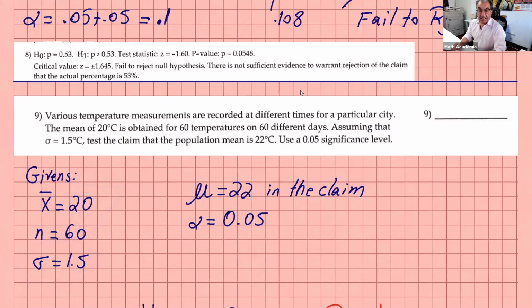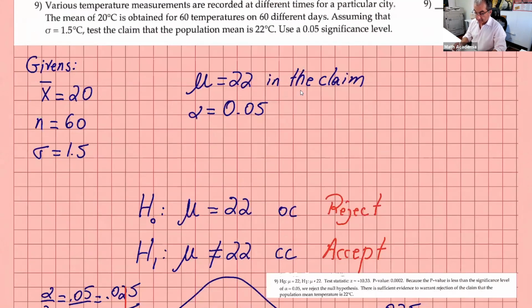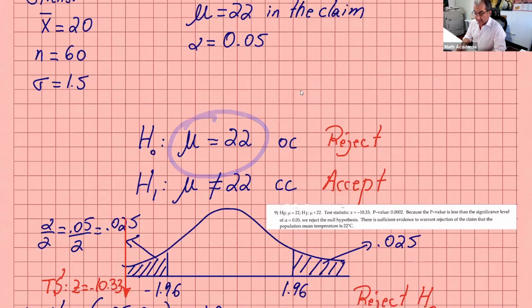Just remember, when the claim is about the mean, if sigma is known, then you use z. Always. In this case, don't think about the sample size. Whenever you see sigma, then use z. What's the claim? Test the claim that the population mean is 22, so 22 is in the claim. So we write the claim first: mu is 22. Equal sign, that means that's H0.